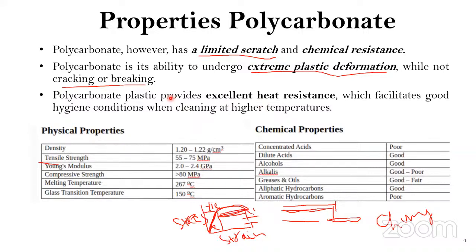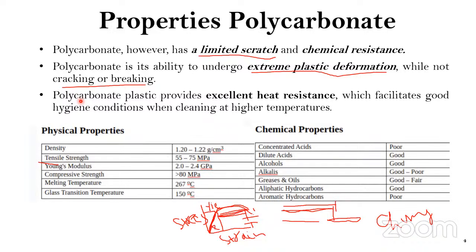Yeah, you're right, because in some lighting applications, somewhere they are using PC, somewhere PMMA. But how to distinguish where we have to use PMMA, or where we have to use PC?